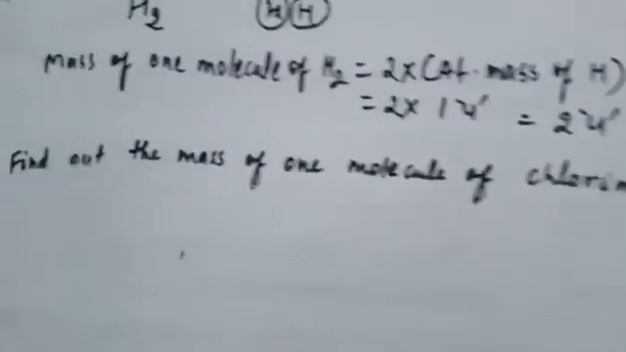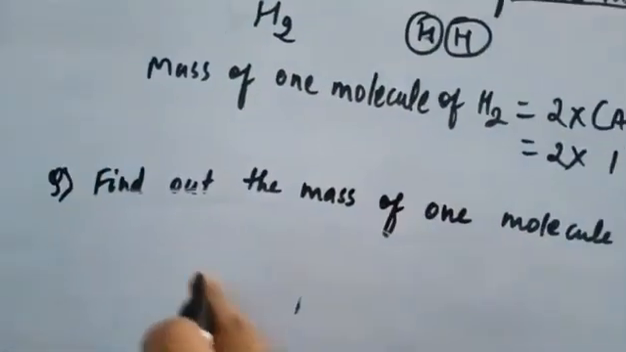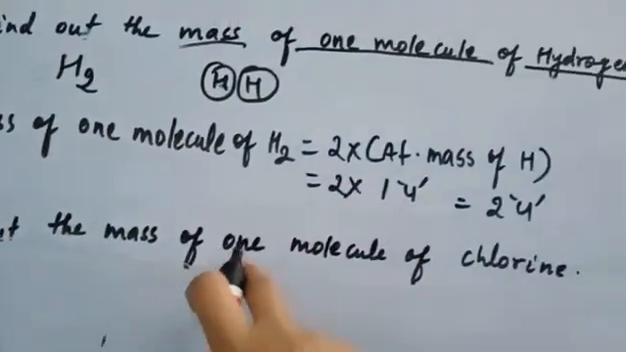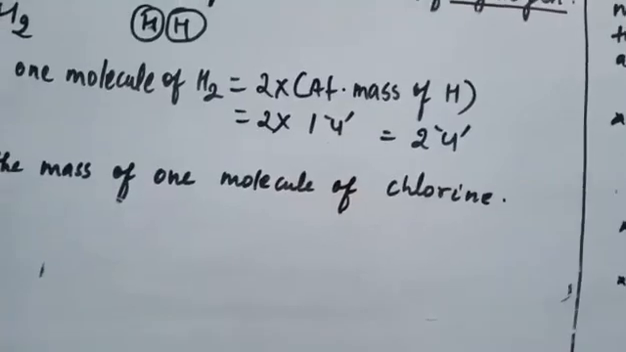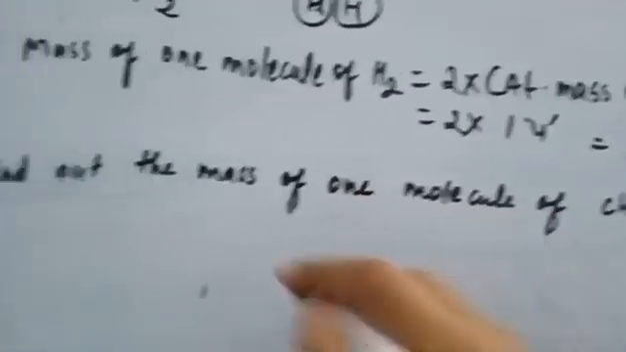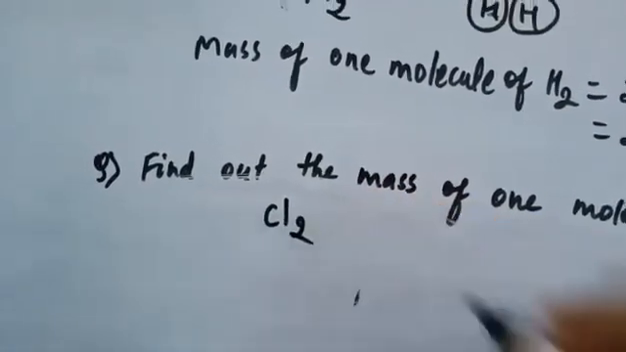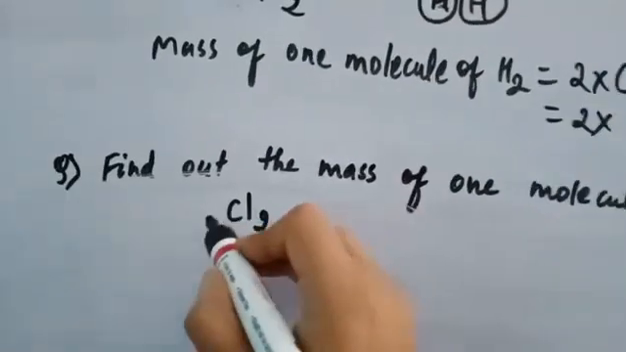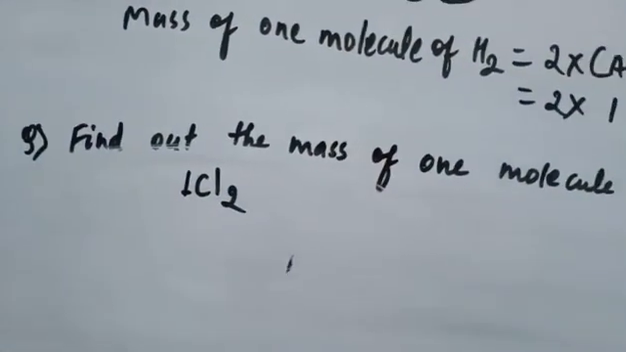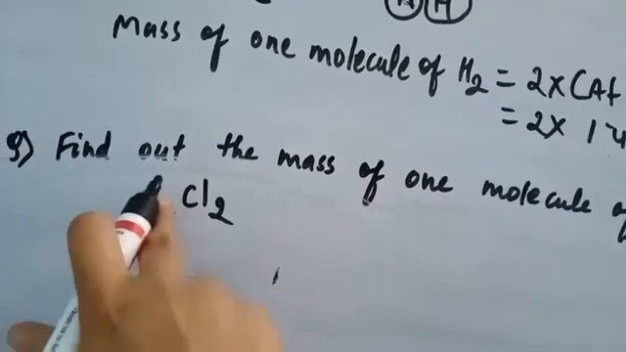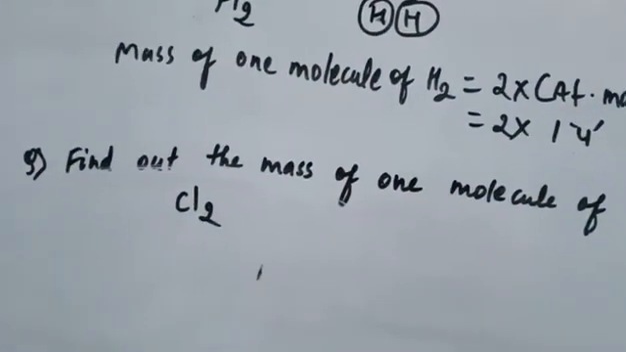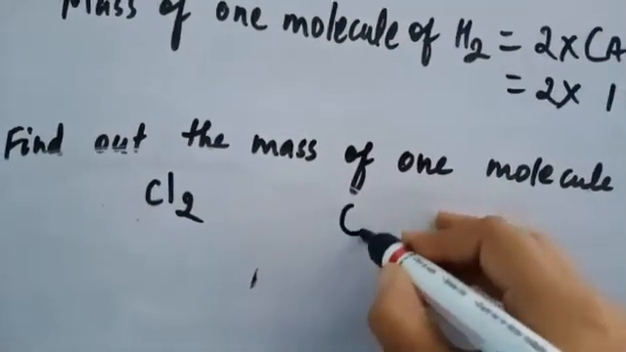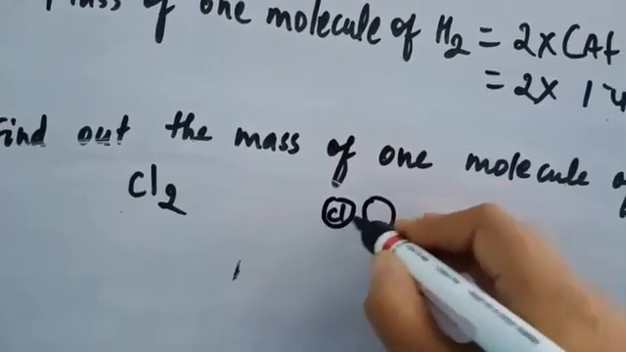Okay, very simple. Now try to understand the question also. Find out the mass of one molecule of chlorine. One molecule of chlorine is written in the form of Cl2. This is one molecule of chlorine. We will not write 1 here. It is just showing it is one molecule of chlorine. So one molecule of chlorine is made up of 2 chlorine atoms.